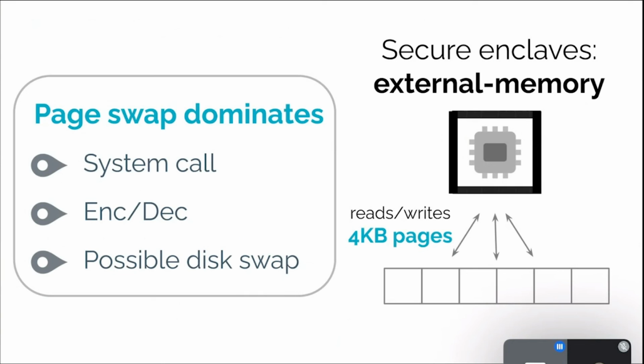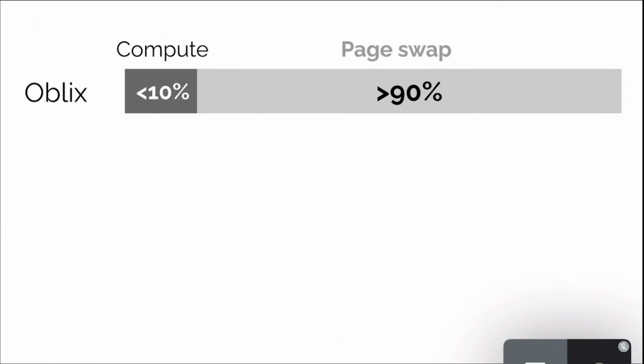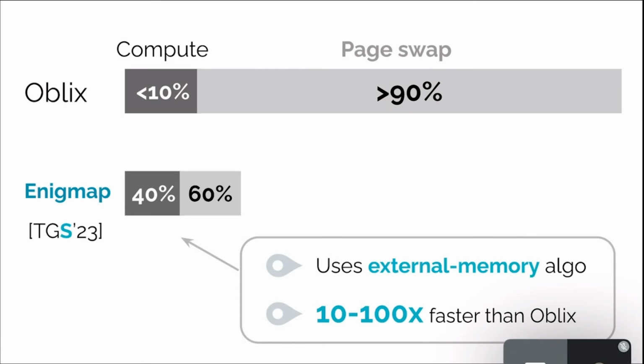So if you just implement ORAM naively, the page swap cost will be very, very dominant. For instance, in an earlier work by a group at Berkeley called Oblivious, in their implementation you can observe that the computation overhead is less than 10%, but the page swap overhead is dominant. And then we basically redid their effort.